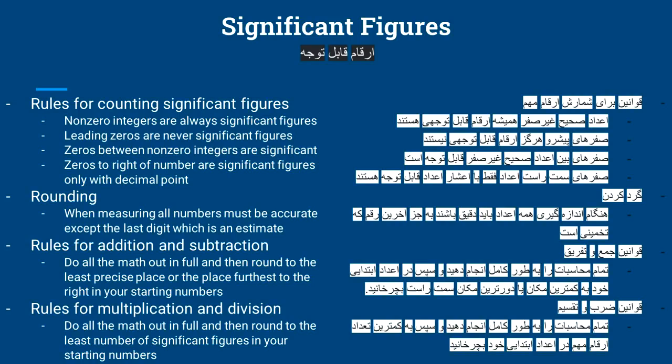But then you have to go back to your starting numbers to figure out what the least number of significant figures is. So you have the number 10, which has one significant figure, and you have the number 18, which has two significant figures. So the least number of significant figures in the starting numbers is 1.